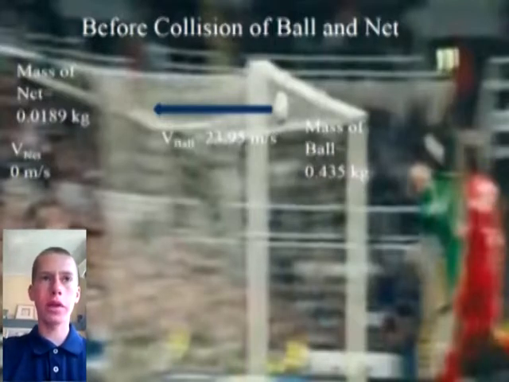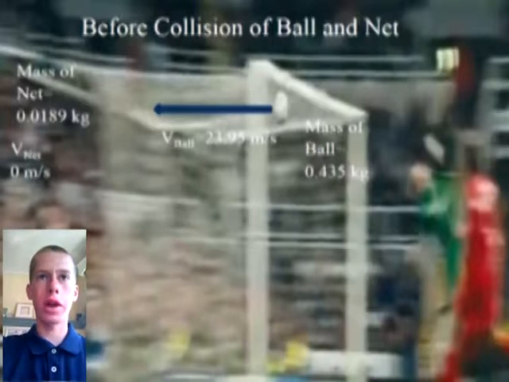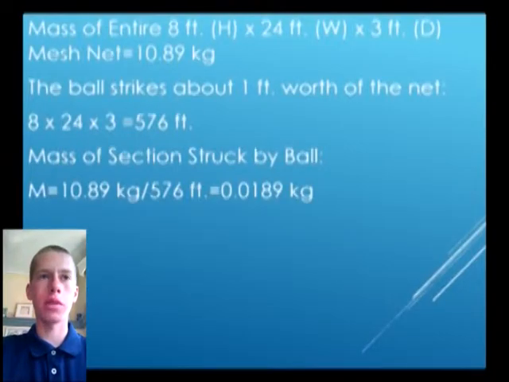Next, we can analyze the collision that occurs when the ball strikes the net, using the concepts of conservation of energy and conservation of momentum. As we previously determined, the ball is traveling at a speed of 23.95 meters per second before the collision, and the mass of the Nike Ordon ball that is used in the movie is 0.435 kilograms. At this point, the speed of the stationary net is 0 meters per second, and the mass of the section of net that will be struck by the ball is 0.0189 kilograms.